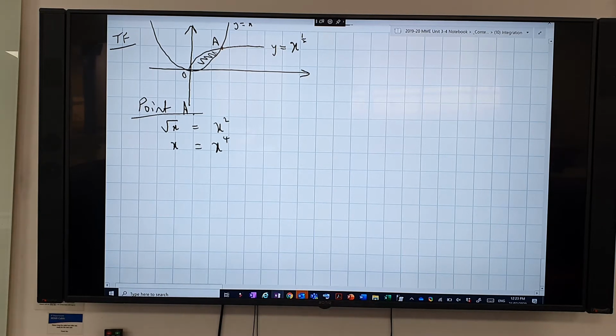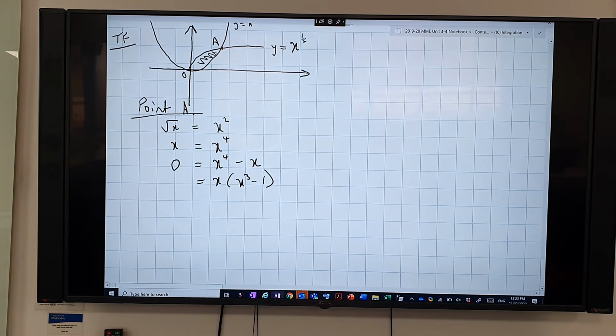Now a lot of people look at it and go, ooh, that's a bit weird. 0 could be one answer. What could the other answer be where x equals x to the 4? What other number could it be? 1. Yeah. Now instead of thinking about it, this might seem weird, we don't bother thinking about it in maths. We just do exactly what we've always been taught.